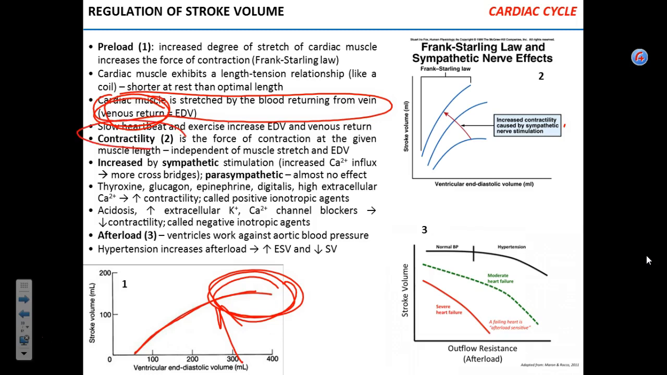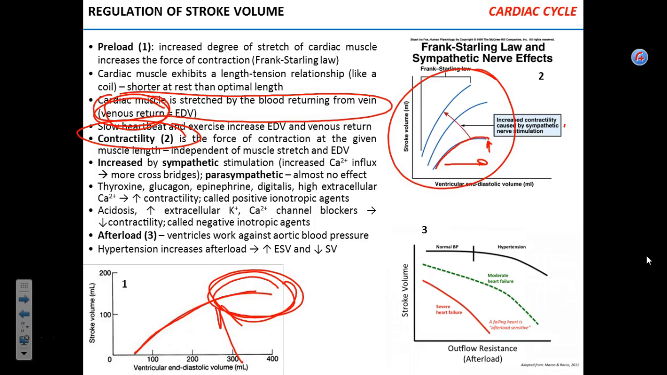Now, contractility is the force of contraction at the given length. Look at this. This is the curve of stroke volume at different preloads. So as the heart stretches, stroke volume increases. Then let's say that's how you stretched it. It can contract to this, or it can contract to this. The second time, the contractility is higher. Contractility refers to the force of muscle contraction at its given length.